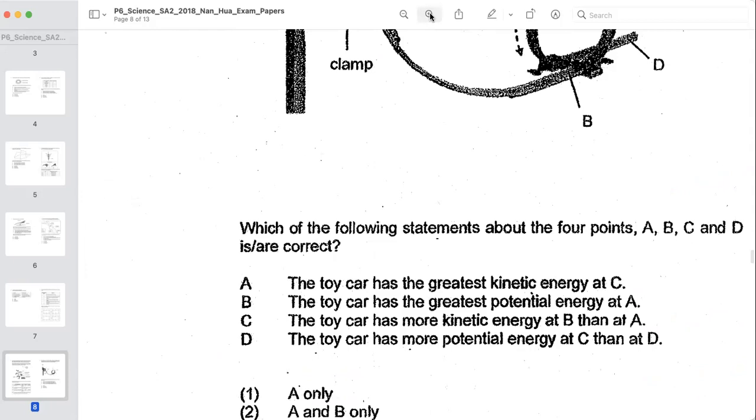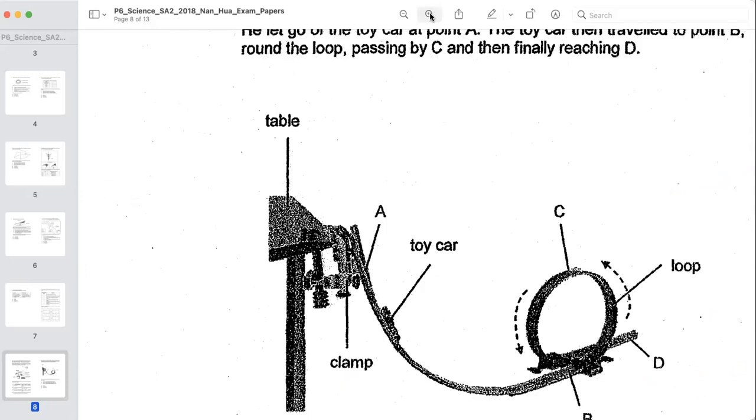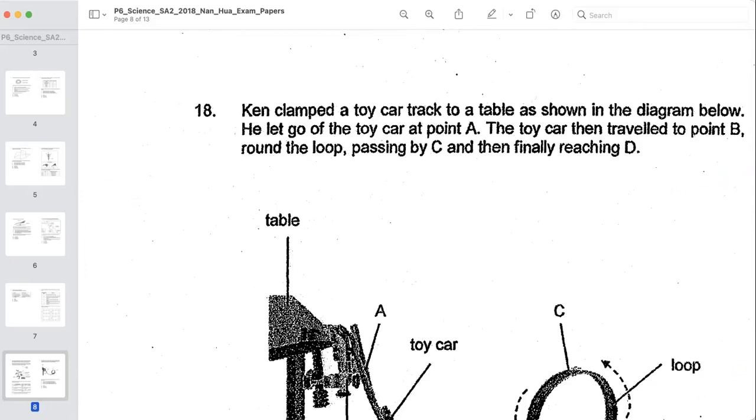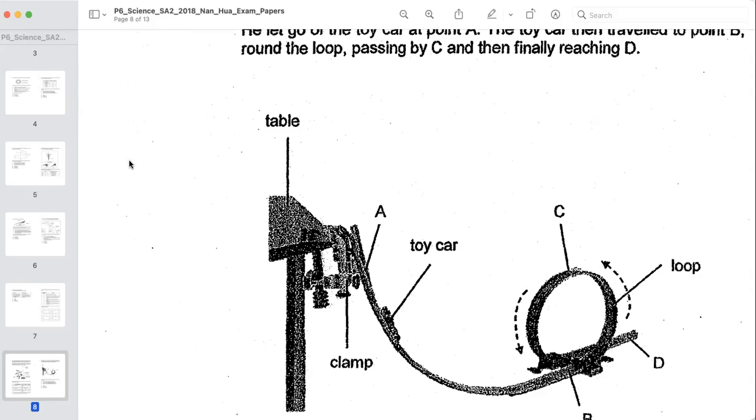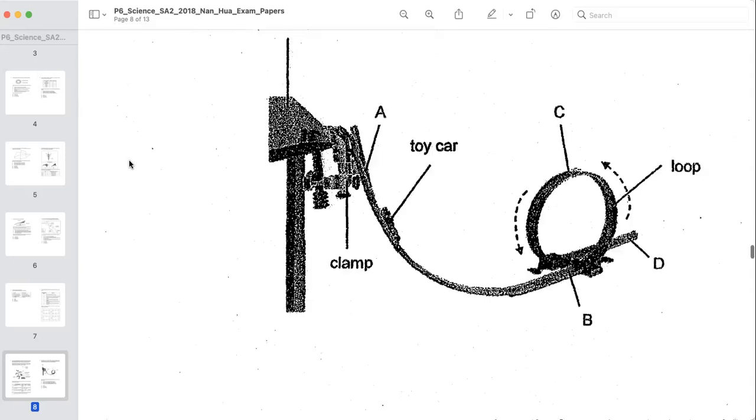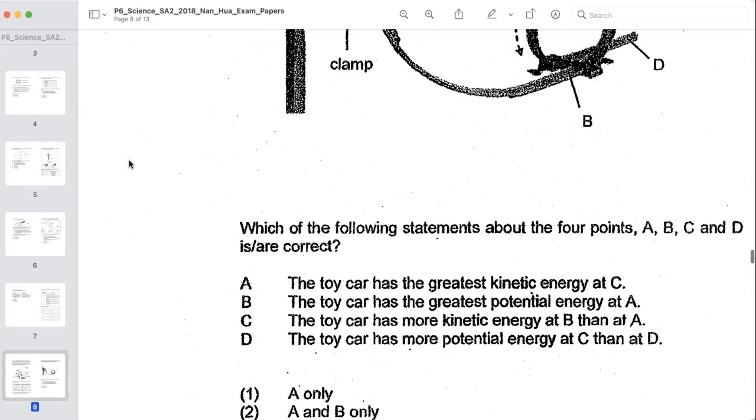Now we'll go to question number 18. The answer is option 4. Now look at this. Ken clamped a toy car track to a table as shown. He let go of the toy car at point A. And then the car traveled to point B, the lowest point, passing by C and then finally reaching D. So you finish the loop. Which of the following statements about points A, B, C, D is correct?